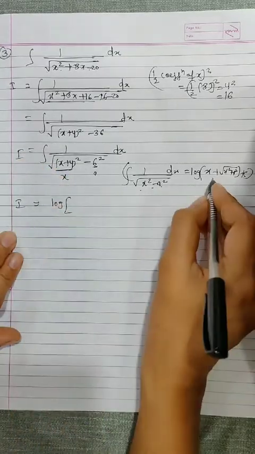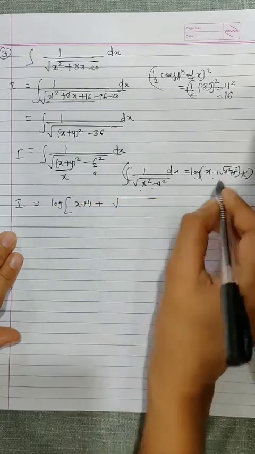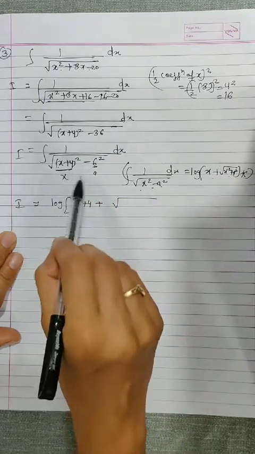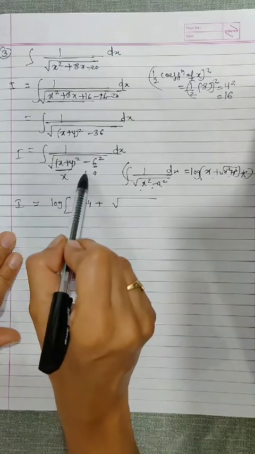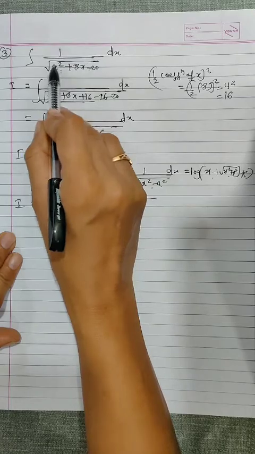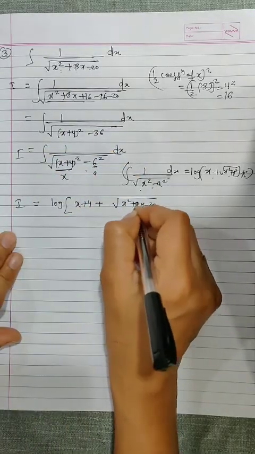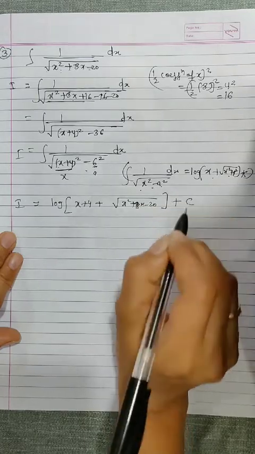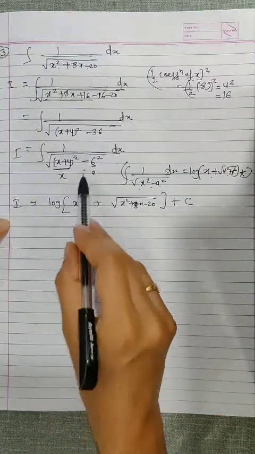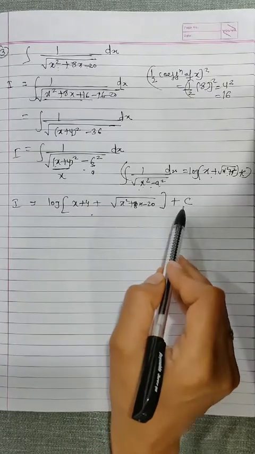But instead of x what do we have? x plus 4 plus under root x square plus a square. Now students, x square plus a square means the whole term, and this whole term comes from x square plus 8x minus 20. So actually this is your x square plus a square. So x square plus 8x minus 20 and plus c. So this we have converted to the special integral x square minus a square and plus c.